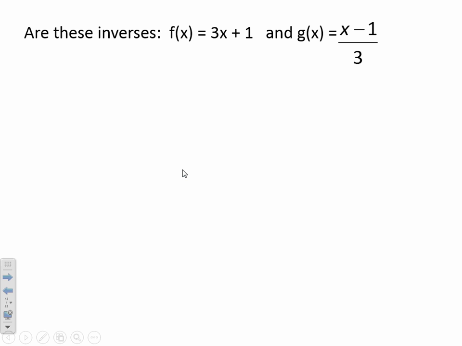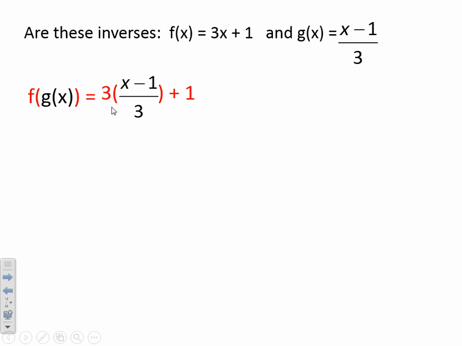All right, here we go. Let's try f of g of x first again. So we rewrite f, that's 3 times x plus 1, and we leave space there where the x is so we can plug in g of x. 3 times x minus 1 over 3, that all gets plugged in there, then plus 1.